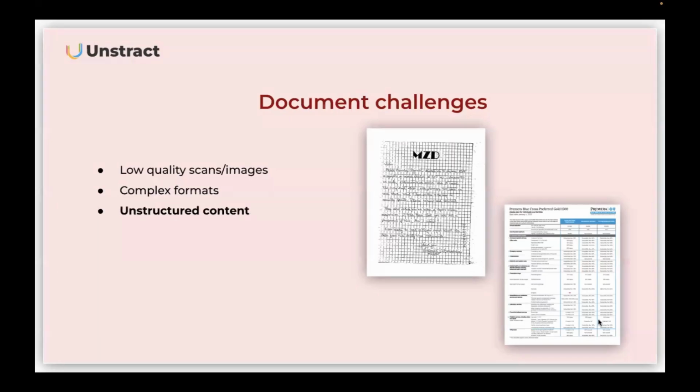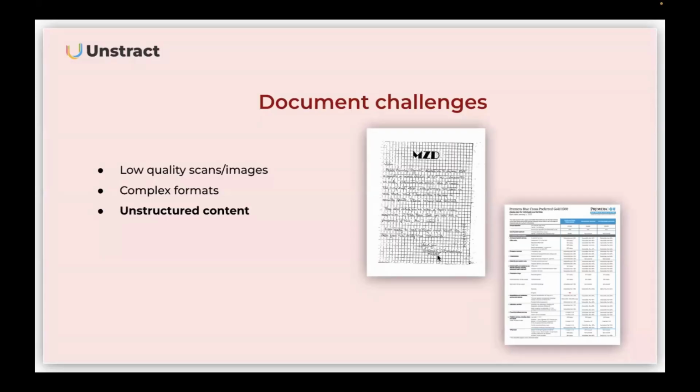And finally, we have unstructured content. Now, unlike forms or invoices that follow a specific template, unstructured documents like emails or letters don't really offer clear labels or formats. This ambiguity makes it difficult to locate and extract relevant information accurately. So with that, we sum up the commonly faced document challenges that contribute to inaccuracy.